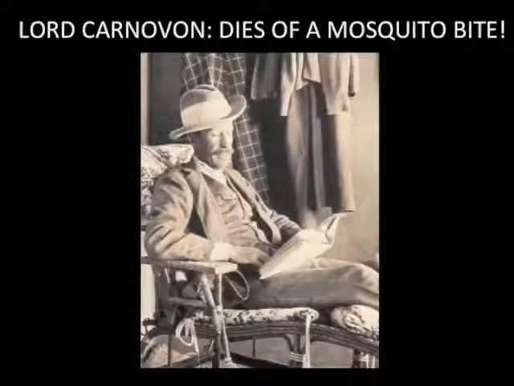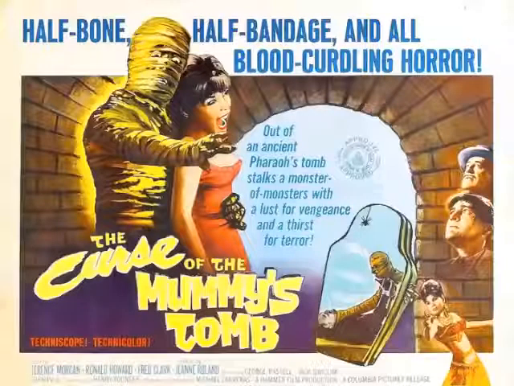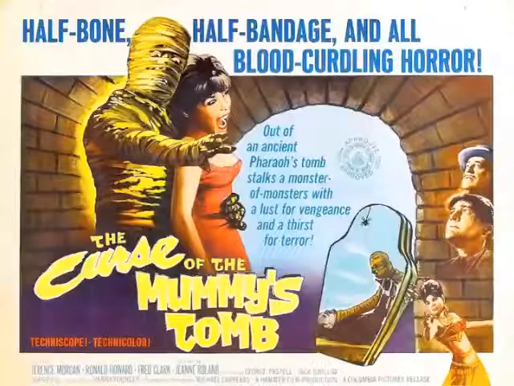Lord Carnarvon died of a mosquito bite. Nobody dies of a mosquito bite. They opened the tomb, and before they could get to the body of Tut, Lord Carnarvon was dead. And that's not all. Also, Lord Carnarvon's dog died, and 45 people associated with the excavation of King Tut's tomb died over the course of the next 30 years. And their average age was 72. So I think that there must be a curse to the mummy's tomb.